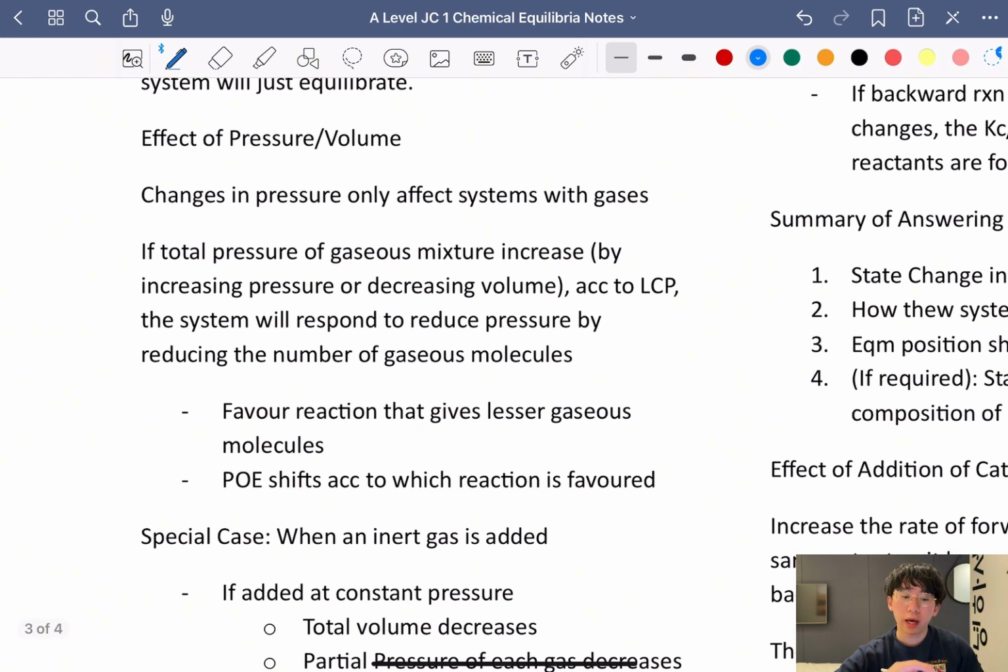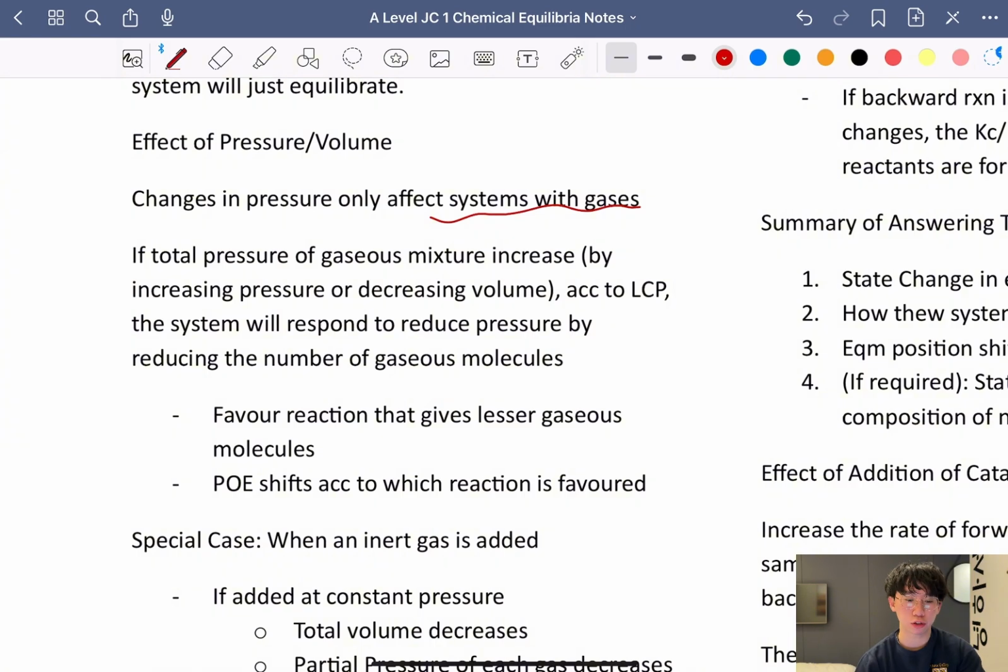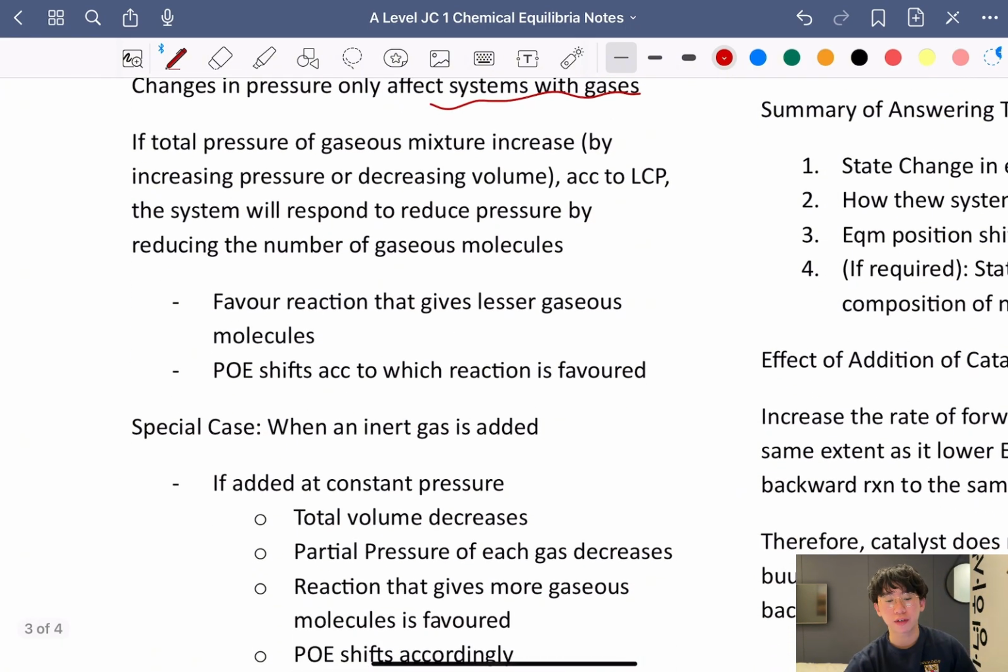Now moving on to the effect of pressure and volume. So this one is a bit tricky. Do take note that this only affects systems with gases naturally. Now if the total pressure of the gaseous mixture increases, whether you increase the pressure or decrease the volume, the system will respond to reduce the pressure by reducing the number of gaseous molecules. So you want to favor the reaction that has a side with fewer gaseous molecules. And because of that, your position of equilibrium will shift again according to which reaction you favor.